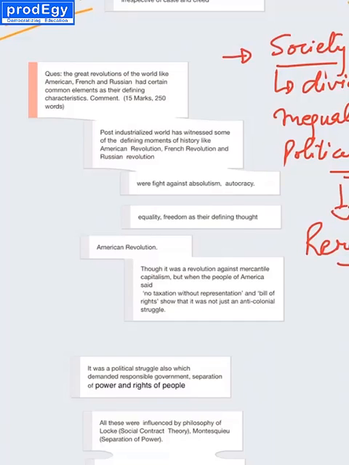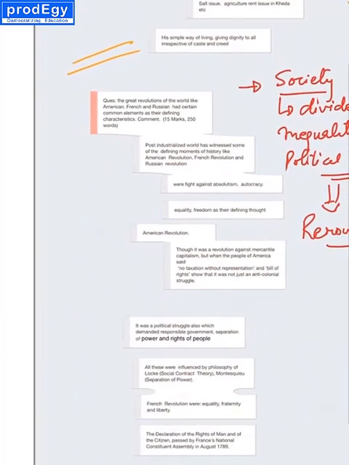In the case of the American and French Revolutions, the focus was more on liberty. In the case of the Russian Revolution, the focus was more on equality and justice. You have to mention these things in your answer, and how in different revolutions different philosophers provided what kind of philosophy. If you are able to provide these things in your answer, you have done justice to the question.